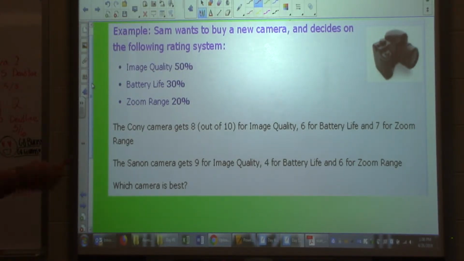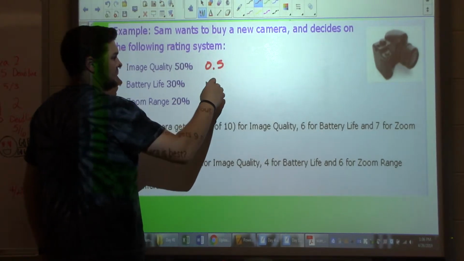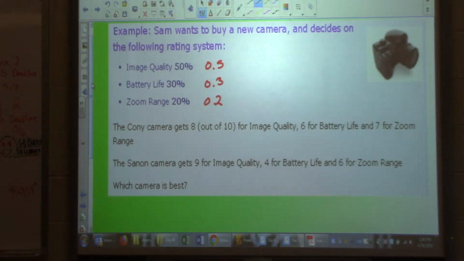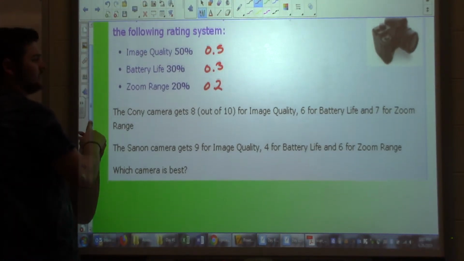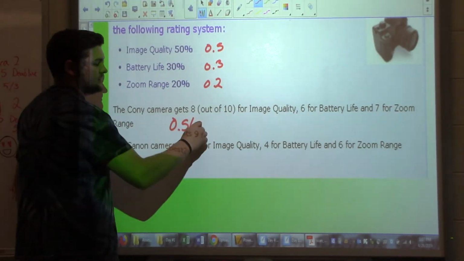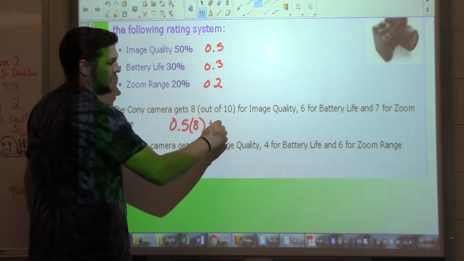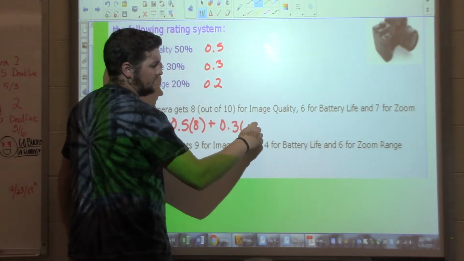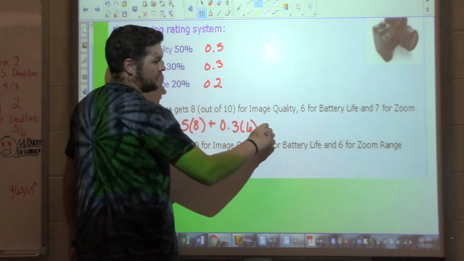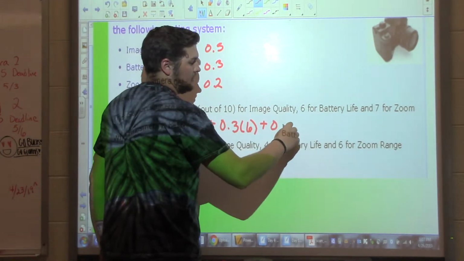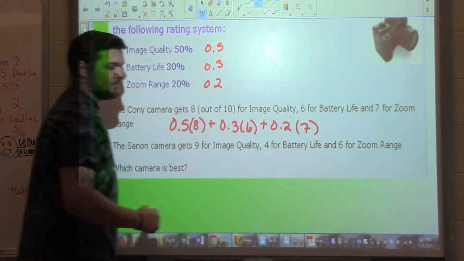So the first thing I'm going to do is change these percentages to decimals: 0.5, 0.3, 0.2. Anything that I'm weighting is changed from a percent to a decimal. He says the image quality is worth 50%. So for the Kony, 0.5 times 8 for image quality, plus it got a 6 for battery life, which is worth 30%, so 0.3 times 6, plus a 7 for zoom range, worth 20%, so 0.2 times 7.